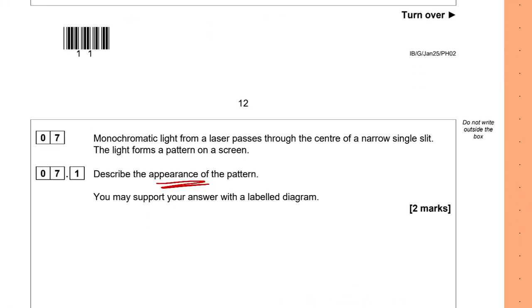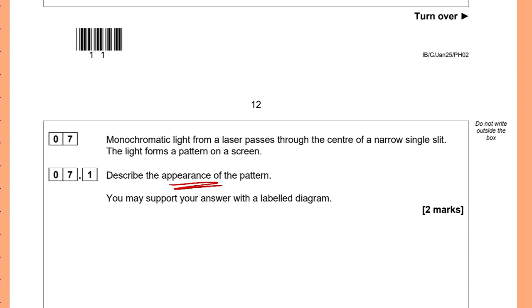Next question: monochromatic light from a laser passes through the center of a narrow single slit. The light forms a pattern on a screen. Describe the appearance, not the formation, of the pattern. So it's not talking about why it is formed. For example, you might be tempted to say that you have constructive interference at the bright fringes, the maxima, and destructive interference at the dark spots. But that's not what you have to talk about, you just have to talk about the appearance.